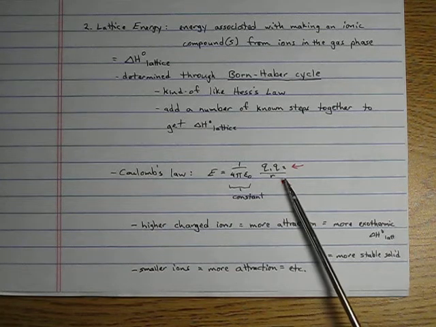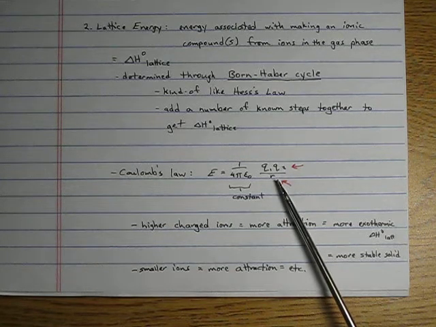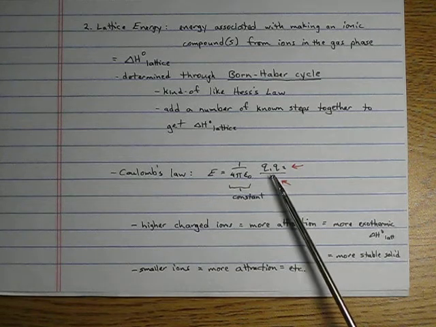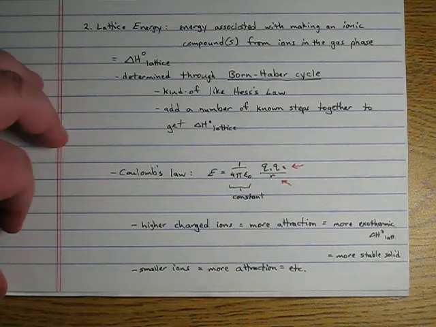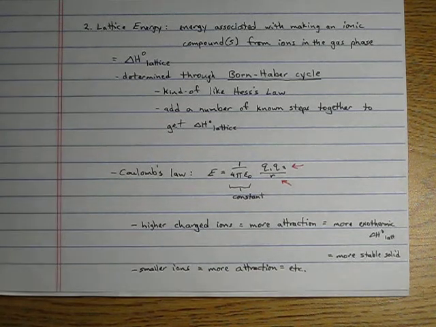Also, since r is in the denominator, the smaller r is, the larger the energy is. So smaller ions have more attraction also. So that's our big take-home message with the lattice energy. Large ions do not attract each other as much. Low-charged ions do not attract each other as much. Small, highly charged ions form very stable solids. It's another way of looking at it.